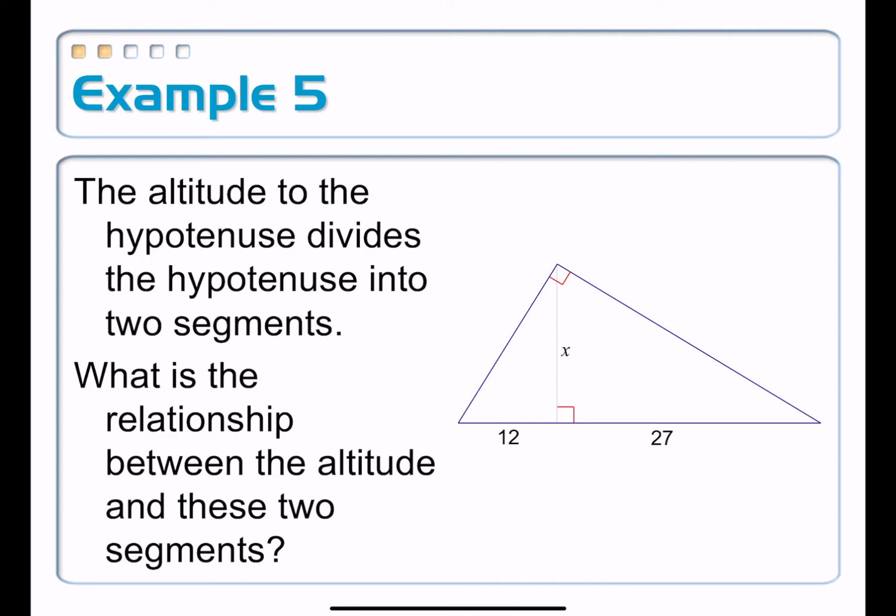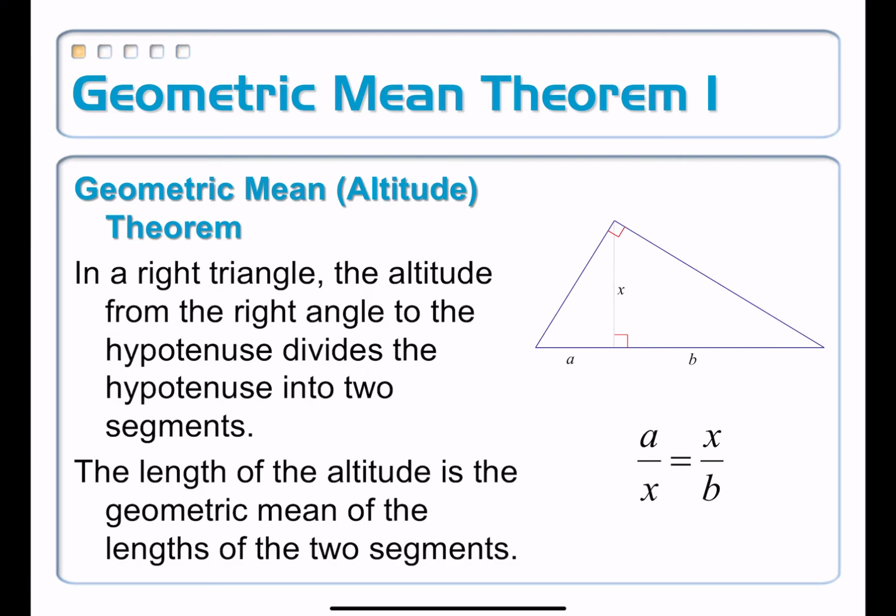So the altitude to the hypotenuse divides the hypotenuse into 2 segments. What is the relationship between the altitude, this x that's right here, and these 2 segments? Well, as we just saw on that previous example, it is the geometric mean between those 2 pieces. And we're going to call this the geometric mean theorem 1, or the geometric mean altitude theorem. So for your notes, in a right triangle, the altitude from the right angle to the hypotenuse divides the hypotenuse into 2 segments. The length of the altitude is the geometric mean of the lengths of those 2 segments.